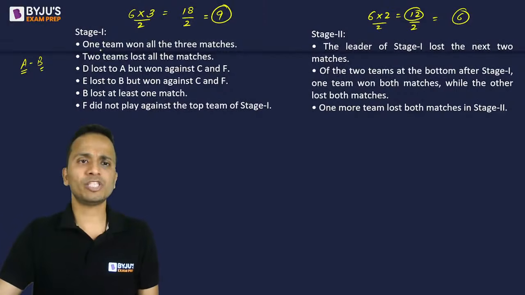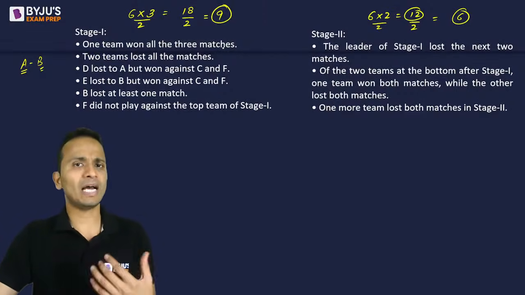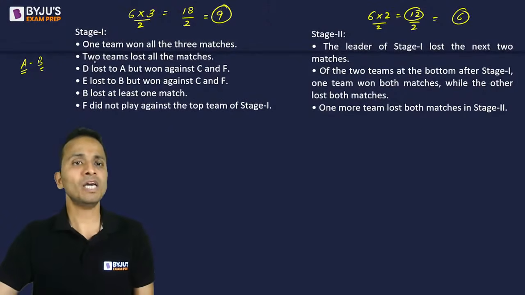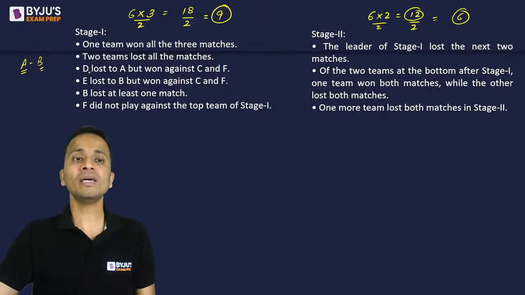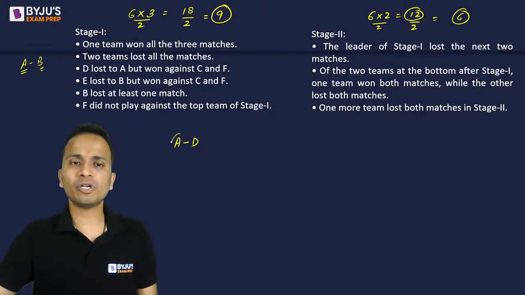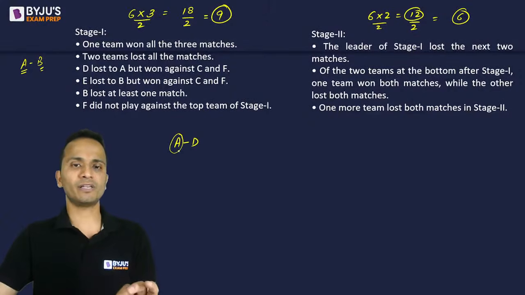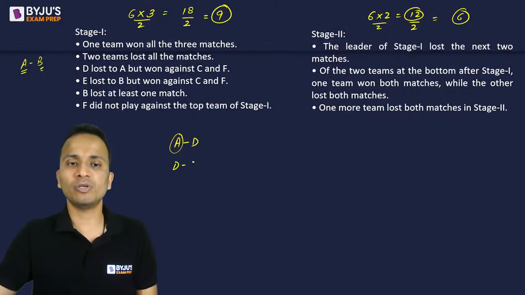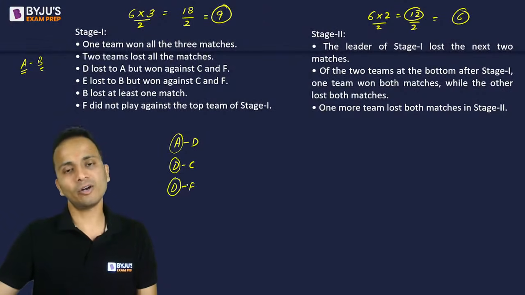Now, stage 1 observation is one team won all the 3 matches. I don't know which team this is, so we'll come back to this statement. 2 teams lost all the matches. Again, I don't know. Let's move on to the third condition. D lost to A. So there was a match between A and D, and A was the winner. I'll put a circle over the winner. Whosoever the winner is, I'll put a circle on that. So D lost to A, but D won against C and F. So D won against C and D won against F. All right, fine.